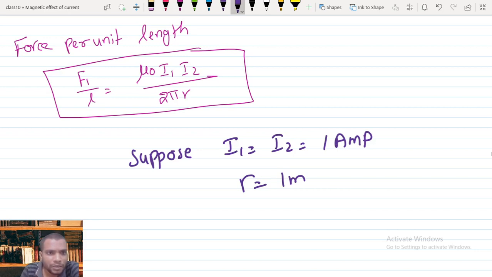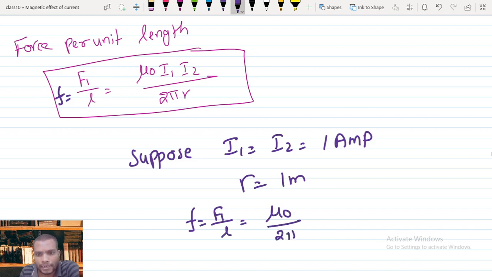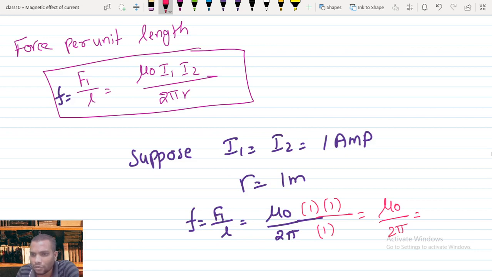Force per unit length, we represent that by small f. So force per unit length f equal to F1 upon L equal to mu naught upon 2 pi times, and every value becomes 1 upon 1, which equals mu naught upon 2 pi. If we substitute the constant and do the calculation, it gives a number, 2 times 10 power minus 7 Newton per meter.